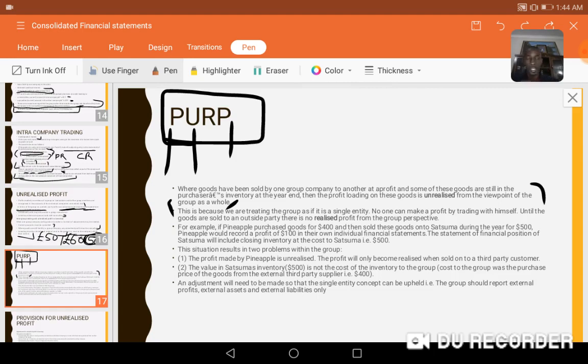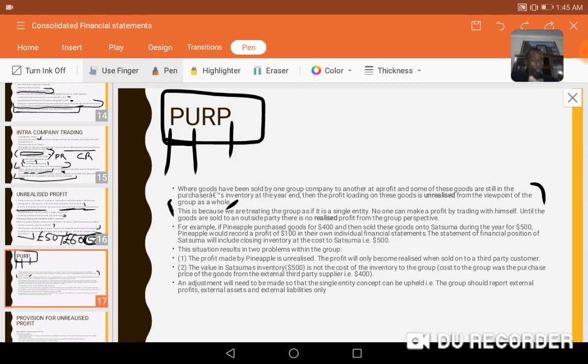So let's hear this example. They're saying Pineapple purchased goods for $400 and then sold this good to Satsuma. P is the parent and S is the subsidiary. So Pineapple is P, therefore the parent. Satsuma is S, therefore the subsidiary. During the year for $500, Pineapple would record a profit of 100 in their own individual statements.